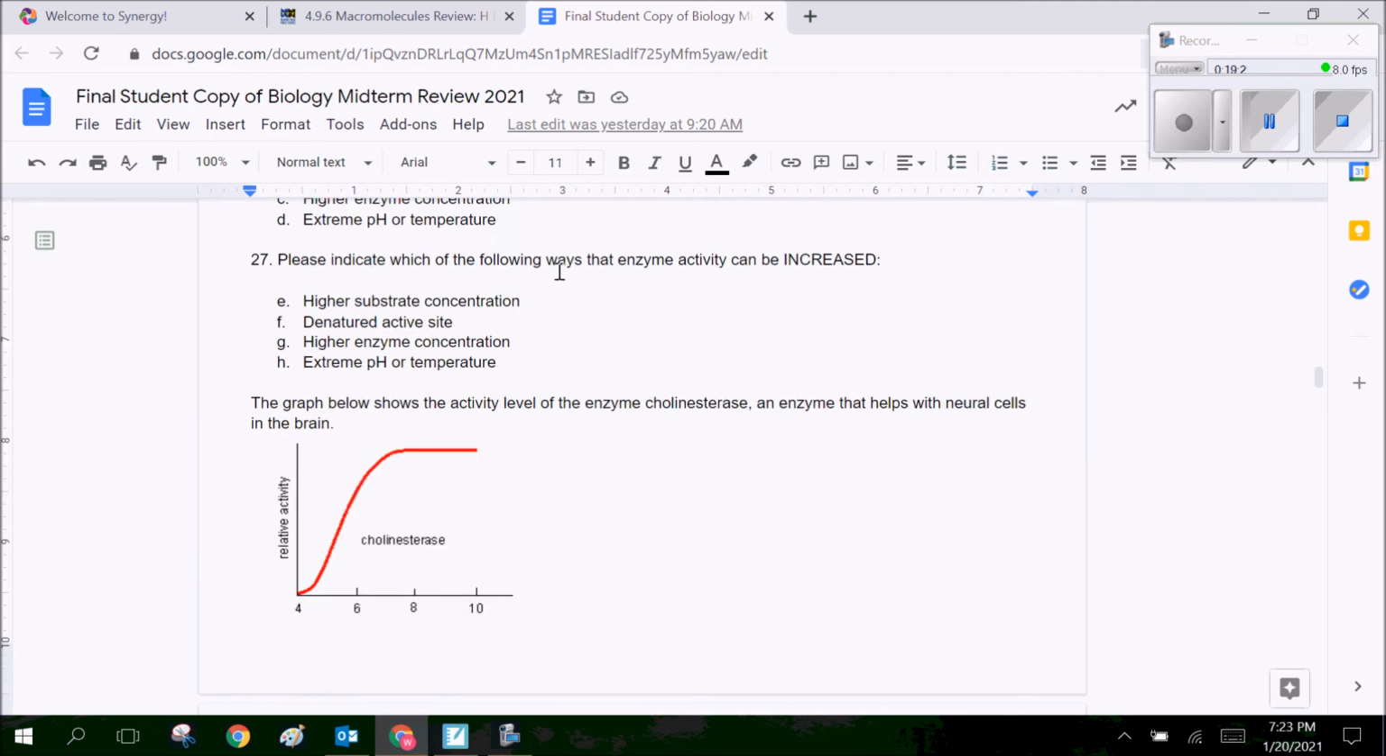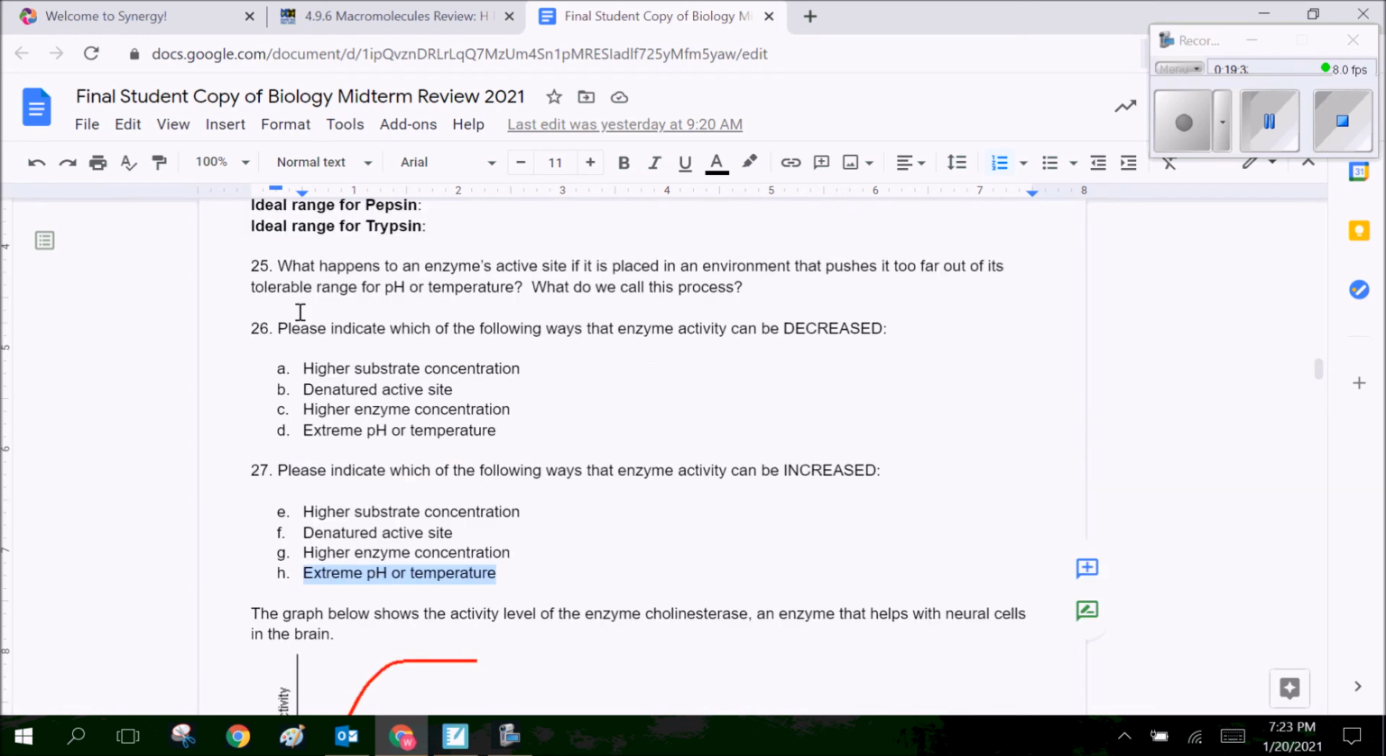27, please indicate which of the following ways that enzyme activity can be increased. Okay, well, this one, yes, for sure. Yes, and then not this one down here. Oh, I see. There's more than one answer. I apologize, guys. So these two up here would decrease it, and then these two would increase it. All right. So substrate concentration is high, enzyme concentration is high. That would increase it. Denatured active site, extreme pH or temperature, that would decrease it.